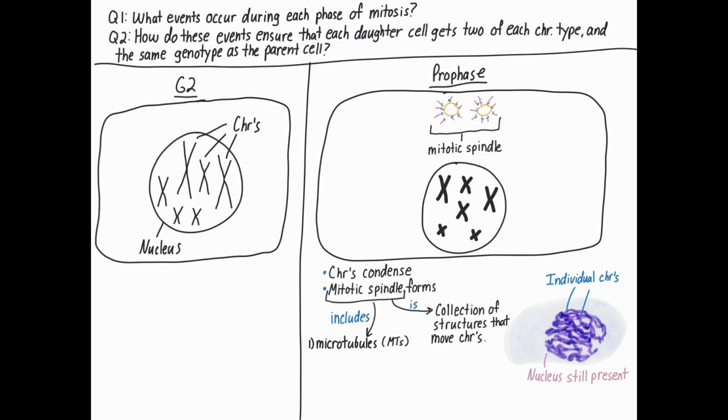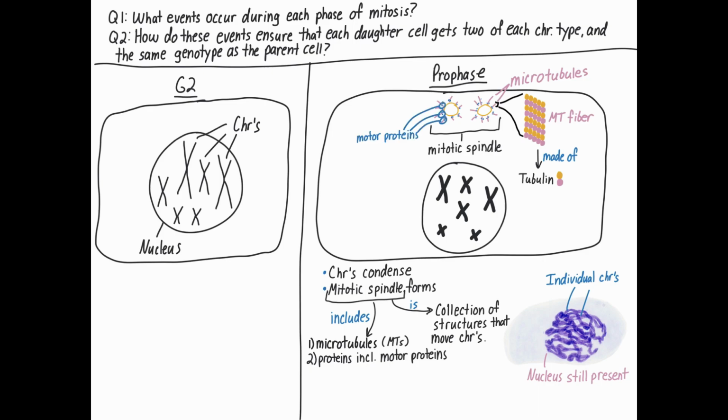It includes the microtubules, shown by these pink lines, made of tubulin. It also includes proteins associated with the microtubules, including the motor proteins, shown here by these blue dots, that in a later phase generate the force on the spindle fibers to move the chromosomes.